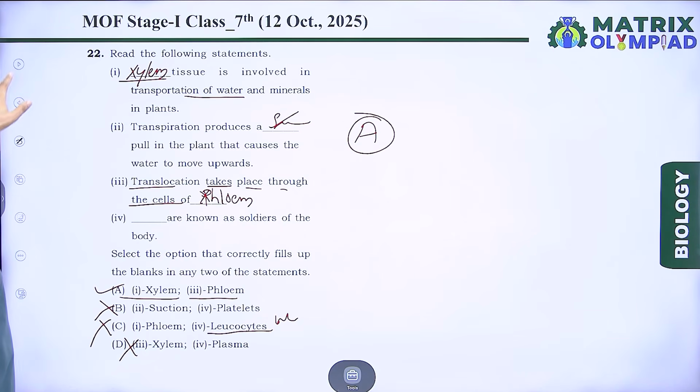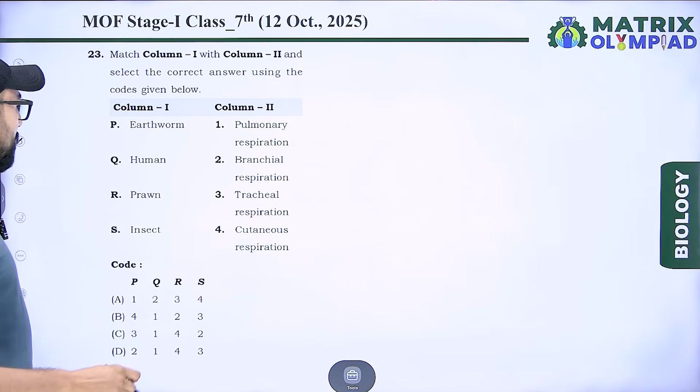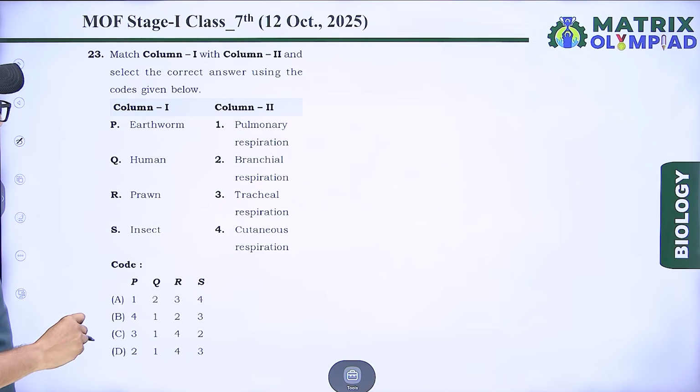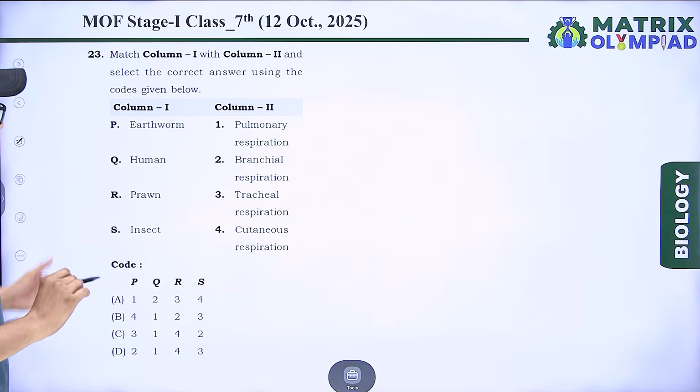Next, match the columns, first and second. Earthworm, human, prawn and insect. Earthworm, human, prawn, insect. First of all, earthworm matches with cutaneous respiration.